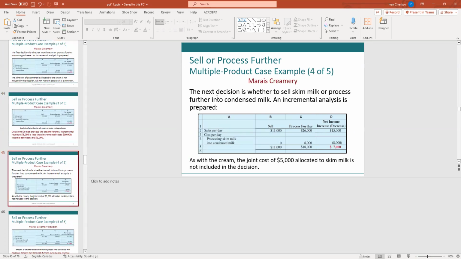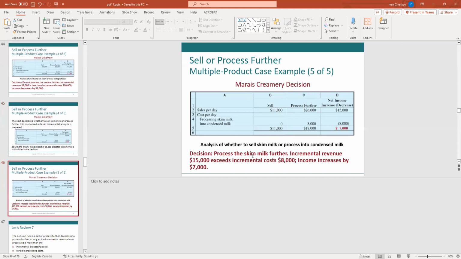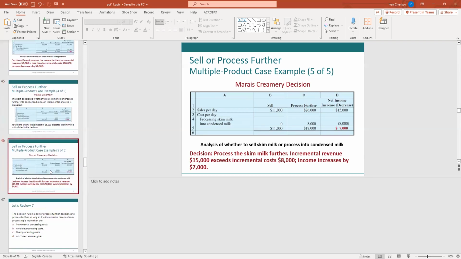However, if I sell the skim milk, I can sell it for $11,000. But if I process it into condensed milk, I can sell it for $26,000. That's going to give me an increase of $15,000. My additional cost for the processing will be $8,000. Since the sales increase is more than the additional cost that I have to pay, yes, go for it. There's an increase in income, so go for it and process the skim milk into condensed milk.